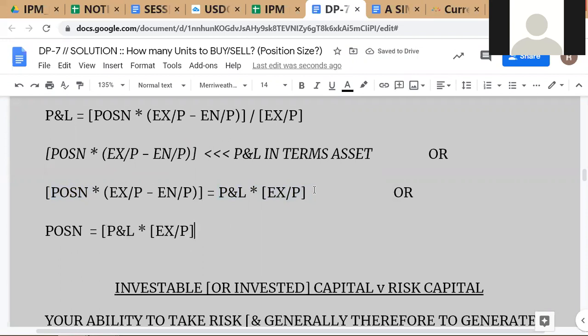And this is going to look funny. The bracket sequence is such that the second bracket is coming after the third bracket. So just ignore that. I'm just using them as different brackets. So, PNL into exit price divided by... the bracketing conventions are a little bit all over the place, so don't mind that.